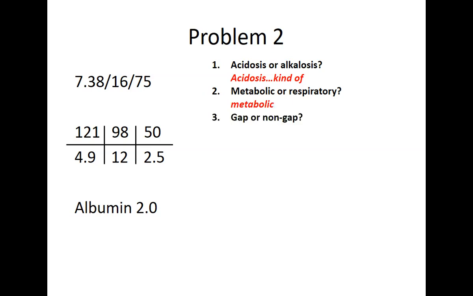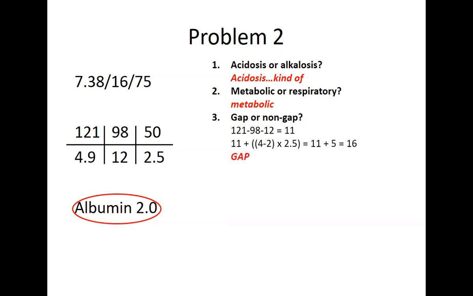GAP or non-GAP? 121 minus 98 minus 12. I'll do the math for you. It's 11, but you've got to add 5 to the gap, right? Because our albumin is 2. So I get a gap of 16. So this is a gap acidosis. Again, you don't want to miss a gap acidosis. Don't forget to adjust for your albumin.